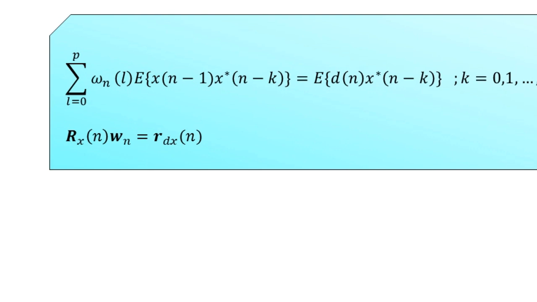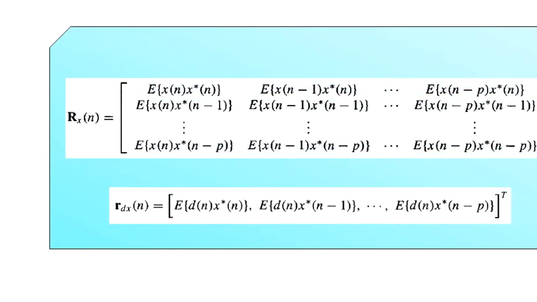So here capital R suffix x of n is a Hermitian matrix of the autocorrelations having the order p plus 1 by p plus 1. This is expressed in the matrix form. So Rx of n is equal to the matrix where the first row is capital E of x of n into x of n conjugate. The second element in the same row is E of x of n minus 1 into x of n conjugate. In this way, at the last element in the same row we have E of x of n minus p into the conjugate of x of n, whereas the second row is expressed as capital E of x of n into x of n minus 1 conjugate.